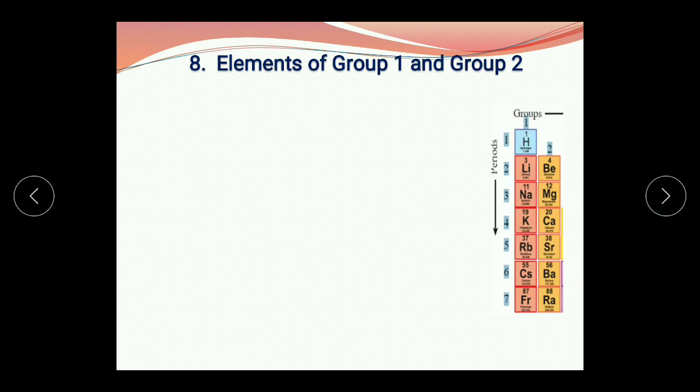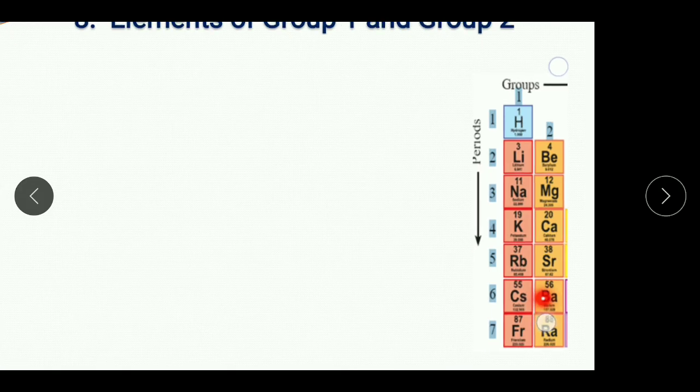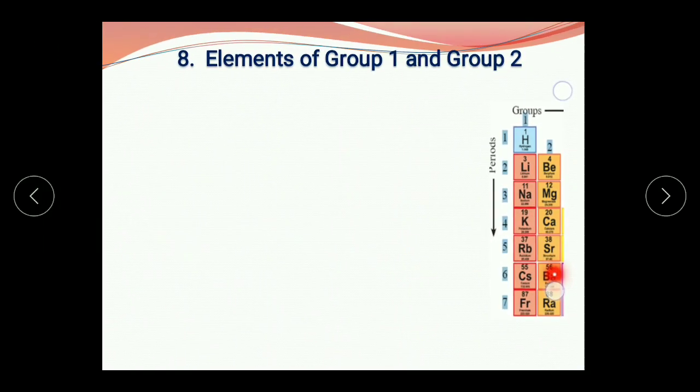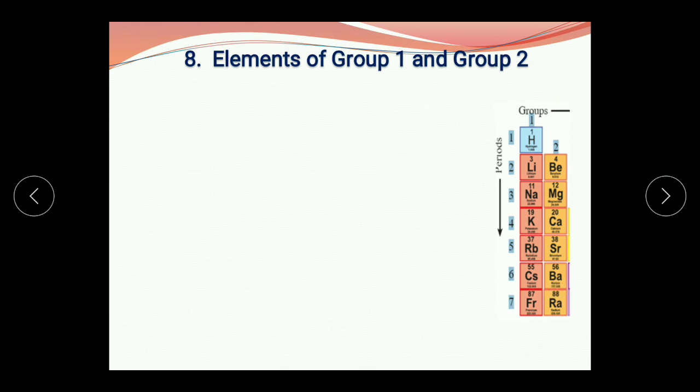So, the remaining part of the syllabus which is included for this year, that we are going to learn now. So, let us begin with the 8th lesson of your syllabus, that is elements of group 1 and group 2. So, these are the two groups. Actually, they are placed to the extreme left, but I have taken them here on the right side of the slide just for reference. Those should be in front of your eyes always, because you have to remember the names as well as the elements which are there in group 1 and group 2.